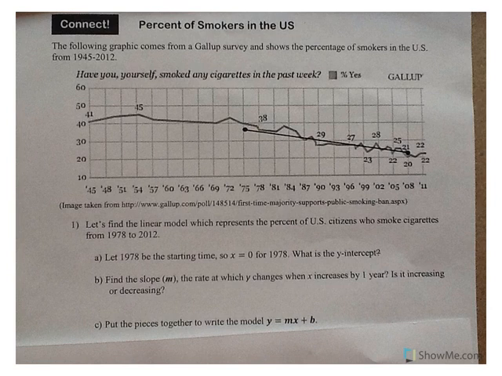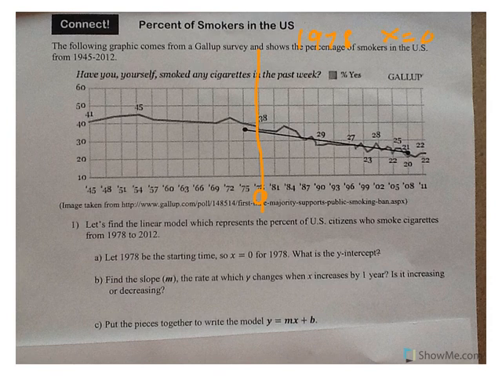So let's look at number one. Let's find the linear model, which represents the percent of U.S. citizens who smoke cigarettes from 1978 to 2012. Meaning, we're going to let 1978 be our starting time. So 1978, our starting value, which means we are going to use x equals 0. So for 1978, x equals 0.